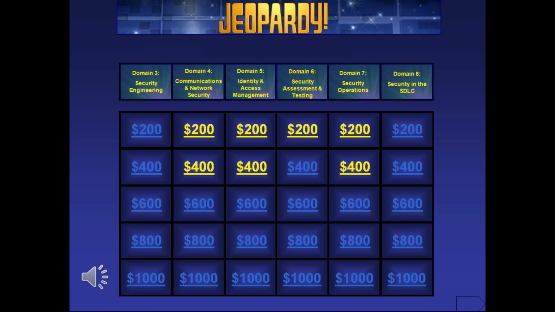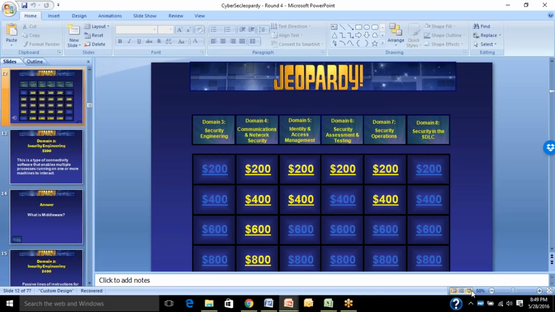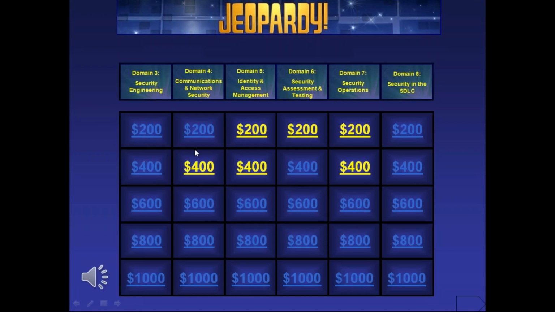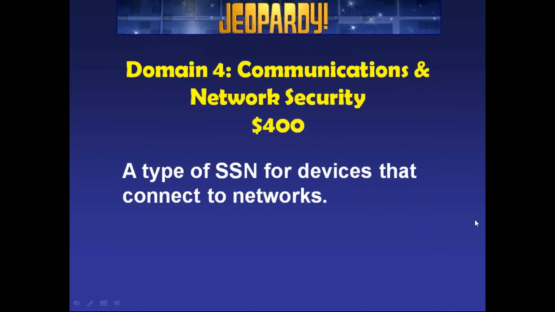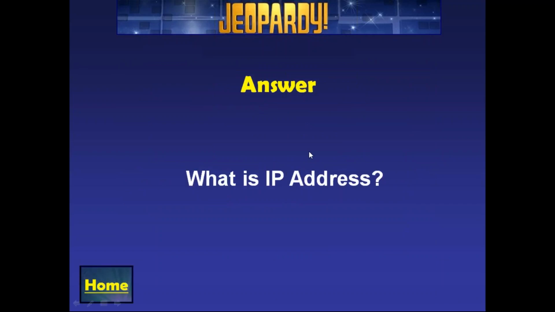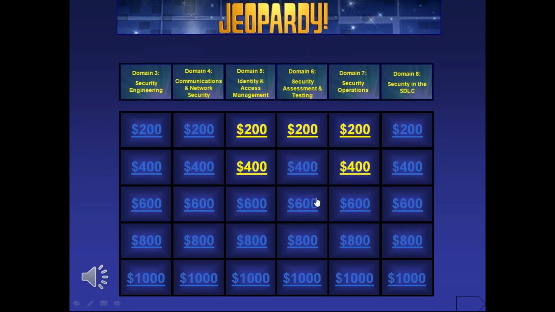Domain 4 for 400 to close out that category. This is another layup. First correct response, Roger. IP address. All right.